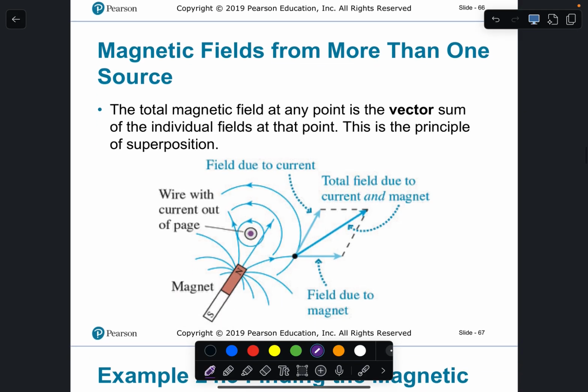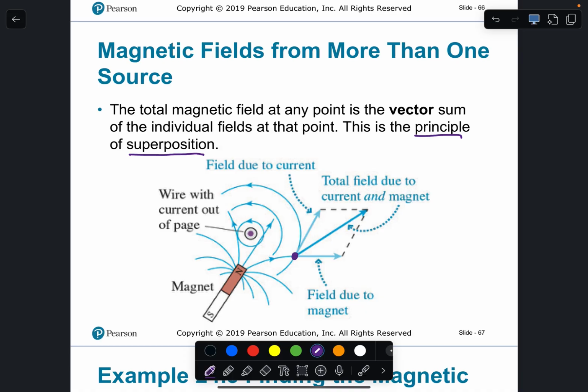So there may be some problems where you have two or more sources of magnetic fields. If you want to know the total magnetic field at any location, you can simply add all of the magnetic field vectors together at that point. Okay? It's called the superposition principle, right? Principle of superposition. You can simply add the vectors together. So for example, let's say we have a wire here coming out of the page, and we have a bar magnet sitting here, and we want to know what's the total magnetic field right here. Well, we would draw our two vectors and we would add them together.